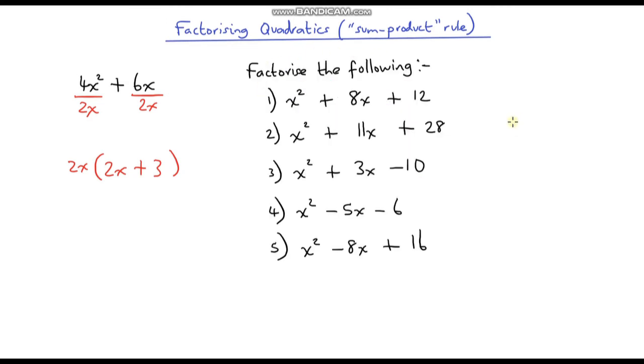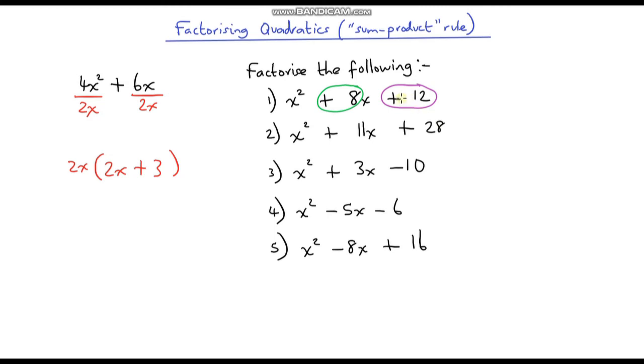Okay, so now it's your turn to get a bit more practice. So what I'd like you to do is pause the video and have a go at factorising these 5 quadratic expressions. Okay, so I'm assuming you've paused the video and had a go at those 5, so let's go through them. So first of all, we need to find two numbers whose sum is +8 and whose product is +12.